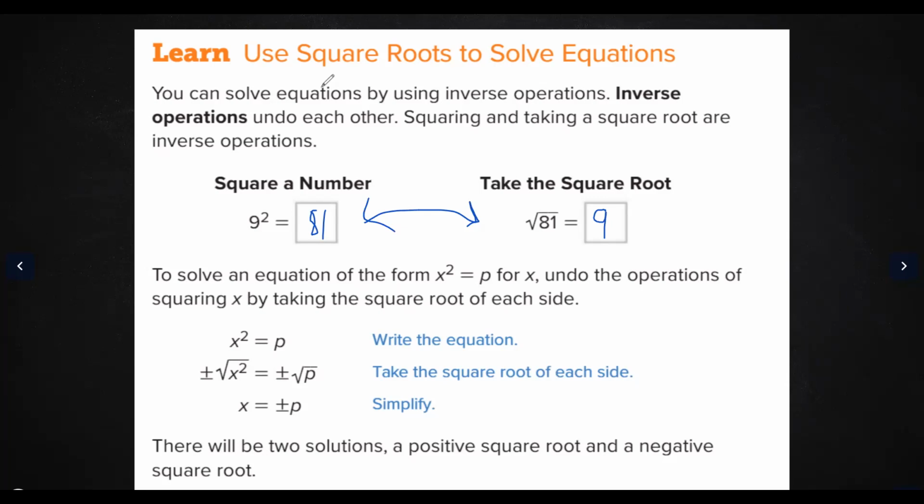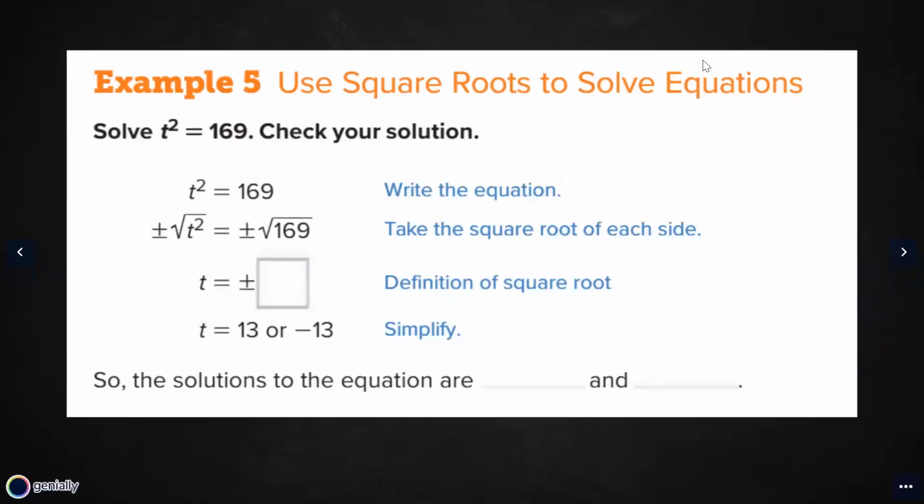To solve an equation of the form x squared equals p for x, we undo the operation of squaring x by taking the square root of each side. So we have here x squared is equal to p. So we need to take the square root of x squared, and we also do the square root of p. So x is equal to positive and negative square root of p. Okay, let's do it with numbers. Let's find an example right here.